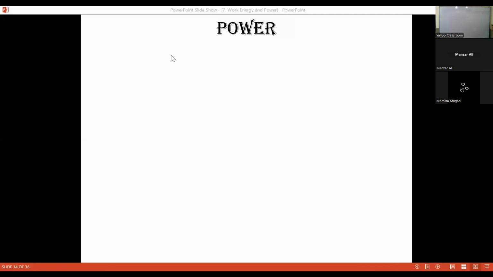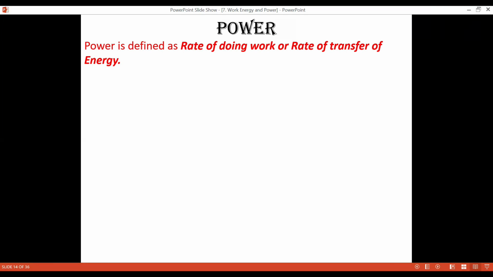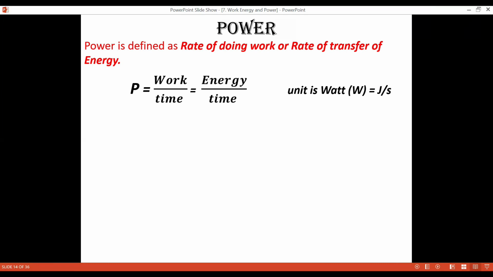In this case, power is defined as rate of transfer of energy or rate of doing work. यानी कि अगर हमने पावर कैलकुलेट करनी है, either divide work with time or divide energy with time, and the units will be watt. That is 1 joule per second. अगर 1 joule per second ट्रांसफर हो रही है तो you develop a power of 1 watt.